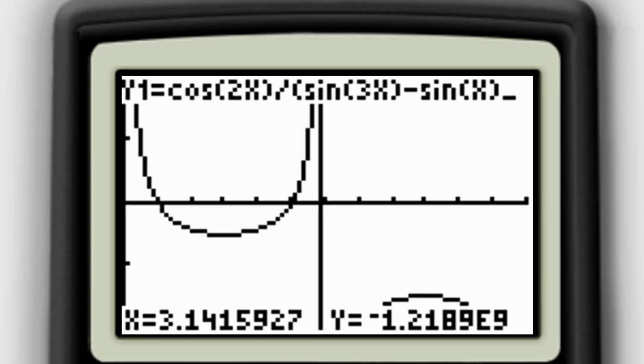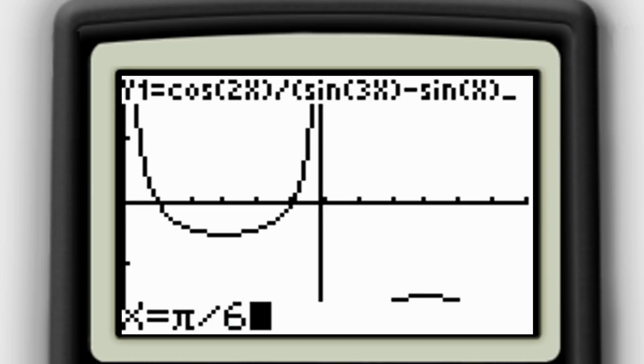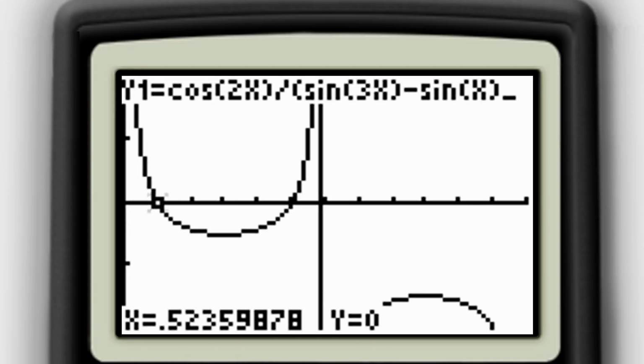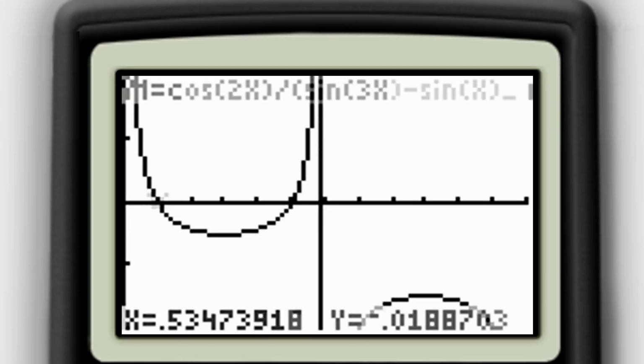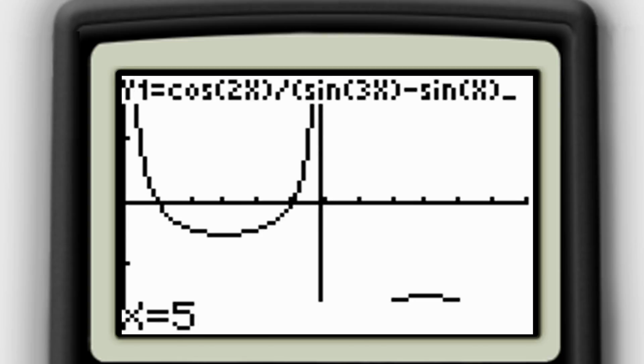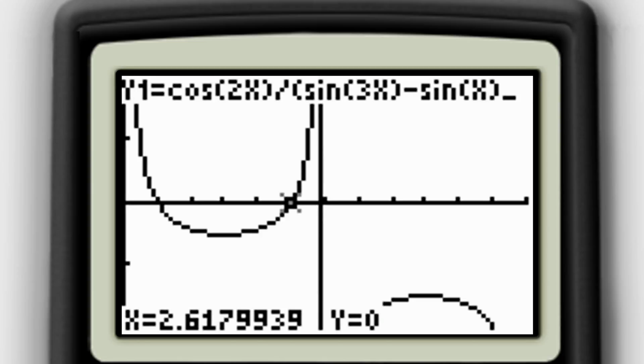putting in trace, and for an x value, we can type in pi over 6 and press enter, and it'll show us that at pi over 6, y is equal to 0, meaning the graph is crossing the x-axis at pi over 6. And likewise, using our trace feature again, type in 5 pi over 6 and press enter, and it should give us a y value equal to 0, again confirming that the graph is crossing the x-axis at 5 pi over 6. So we have that the solutions are pi over 6 and 5 pi over 6.